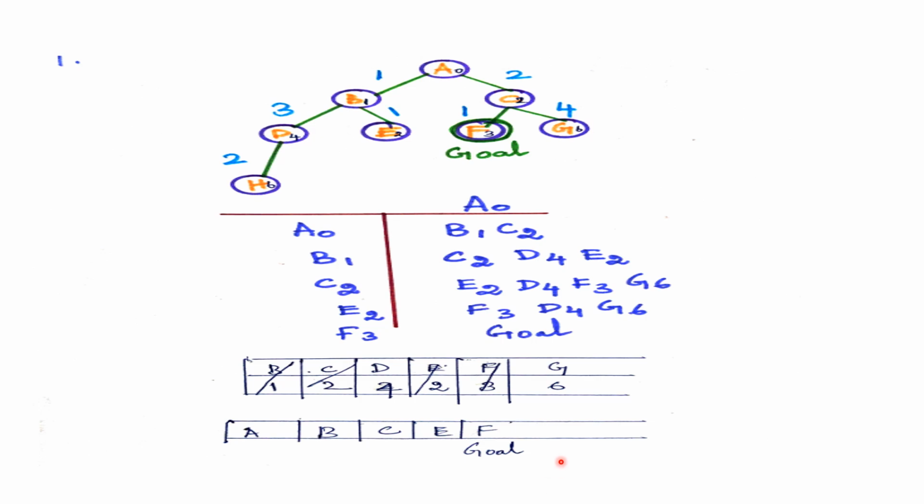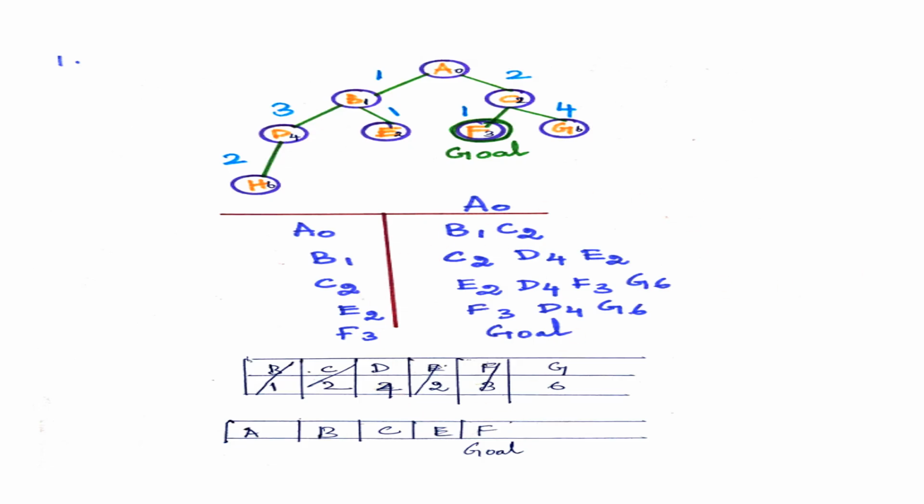This is the way we can calculate the total cumulative cost for the goal node, and that path will provide the better solution. This is one of the uninformed searches. Based on this, what is the path? The total cost is 3: A to C 2, C to F 1. So 2 plus 1, 3. This is the path for this particular problem.